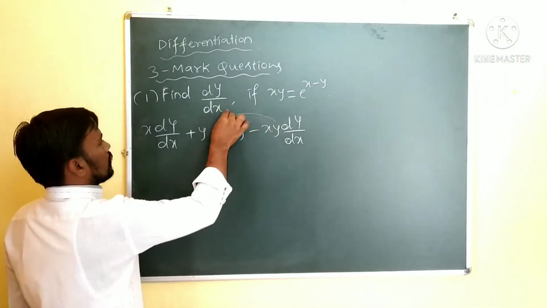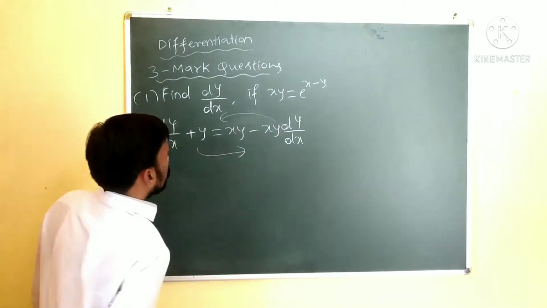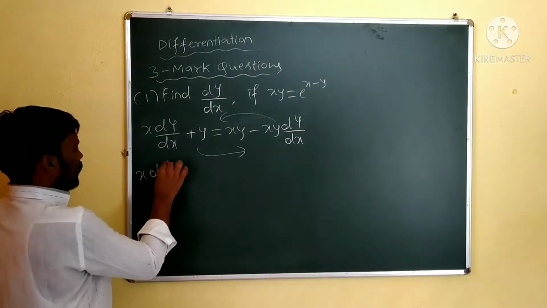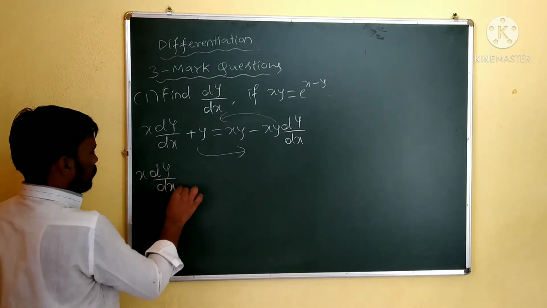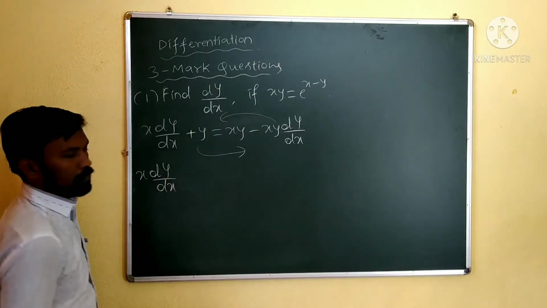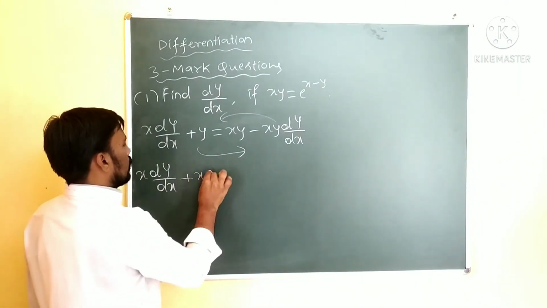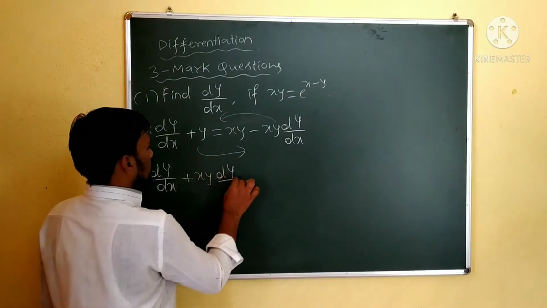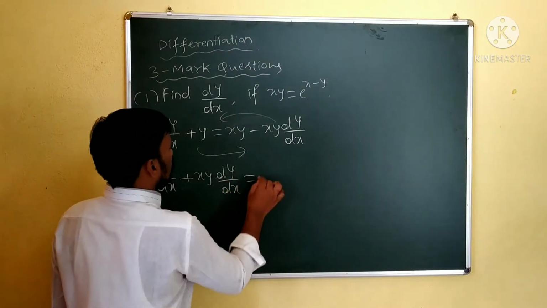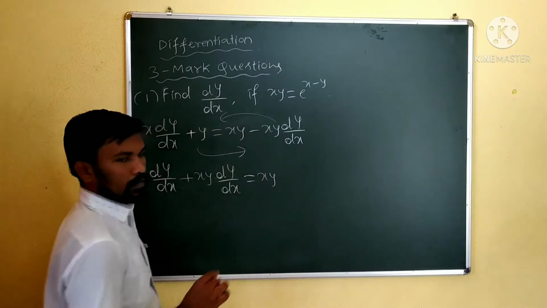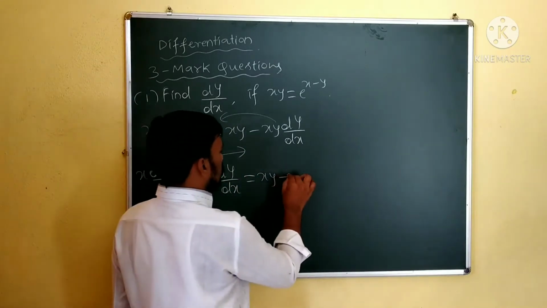So now take this term to the left hand side and also move this plus y to the right hand side. x into dy by dx as it is, the first term, and take that minus xy into dy by dx to the left hand side is plus xy into dy by dx is equal to xy as it is, and taking plus y to the right hand side becomes minus y.